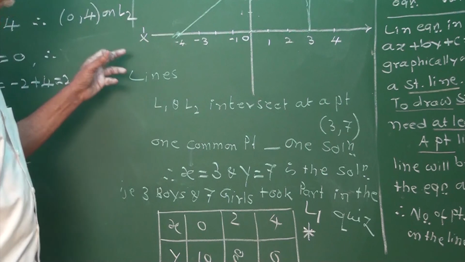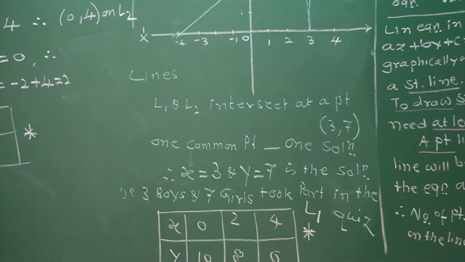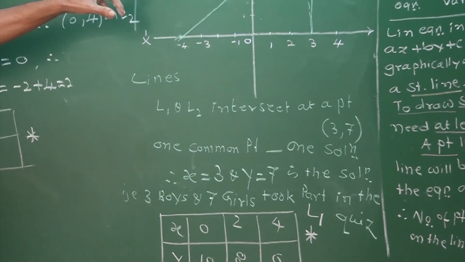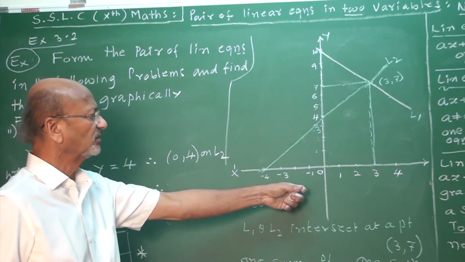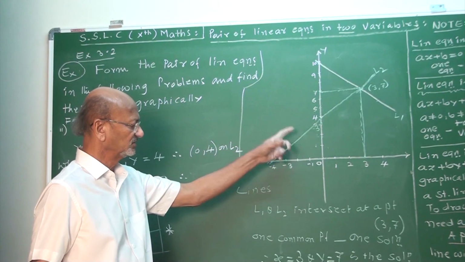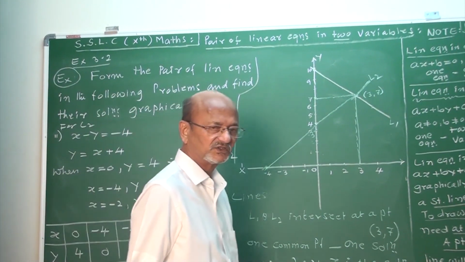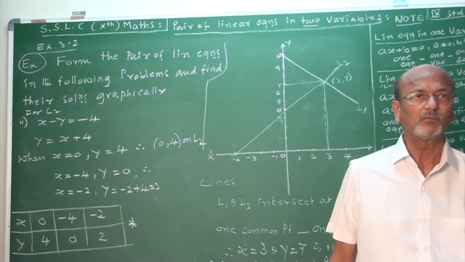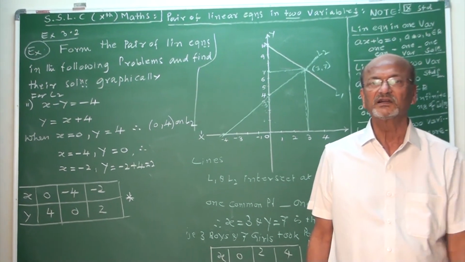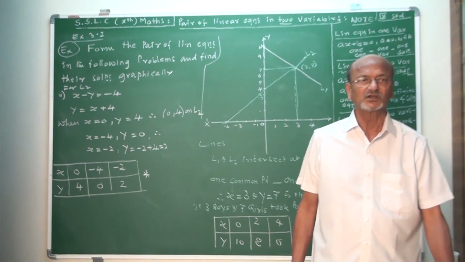This is the solution of the problem. We solved it with the help of the graphical method. Yes, my friends, remember this. This is the graphical method. This is the second example, which is in exercise 3.2, my friends. I will consider a few more examples in the next video.